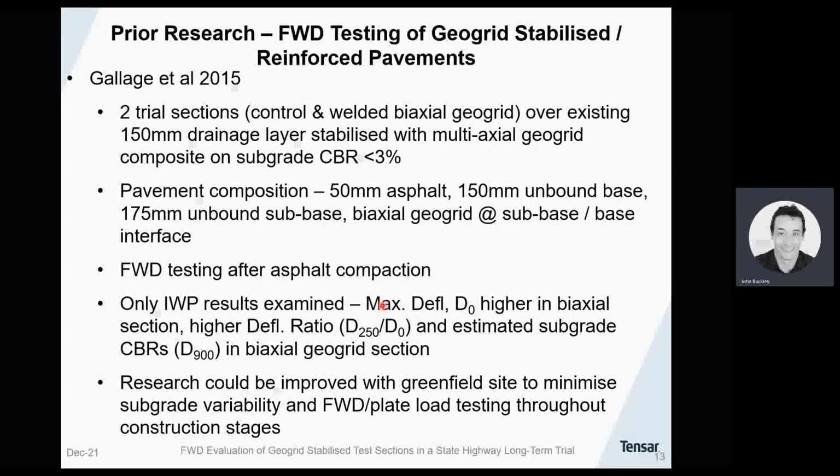A single round of FWD testing was conducted straight after asphalt compaction. The authors only recorded the inner wheel path results. The maximum deflection D0 was higher in the biaxial section than in the control section, which was contrary to expected performance. However, the deflection ratio and the estimated subgrade CBRs from D900 were higher in the biaxial section.